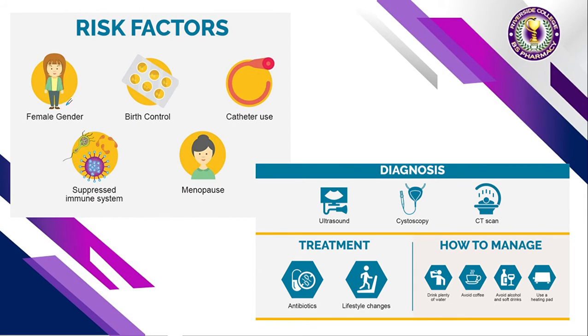Risk factors are female, of course, female are risk factors since the anus is near to the vagina. That's one of the reasons why we are a risk factor for that. That's why proper hygiene must be observed. Then those that are using birth control. For male, we have catheter use. Of course, harbor ang bacteria. And of course, those immunocompromised patients are very, very susceptible to UTI and menopausal women. So diagnosis, ultrasound, cystoscopy, and CT scan.